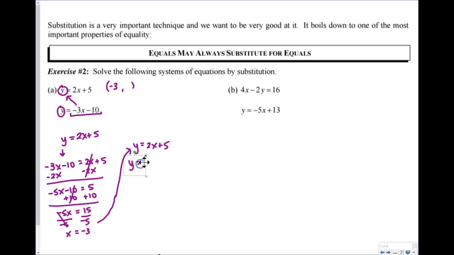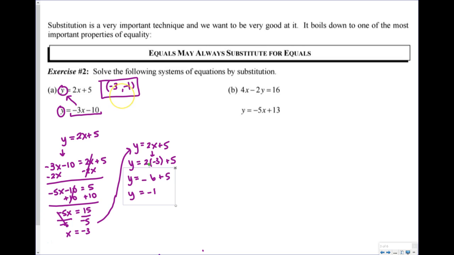So I'm going to pick this first one, y equals 2x plus 5. But instead of x, what can I replace x with now? Negative 3. Right? Now I can solve for y. 2 times negative 3 is negative 6. And negative 6 plus 5 is negative 1. So I get an answer of negative 3 comma negative 1.